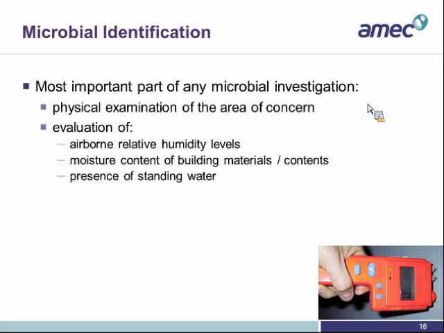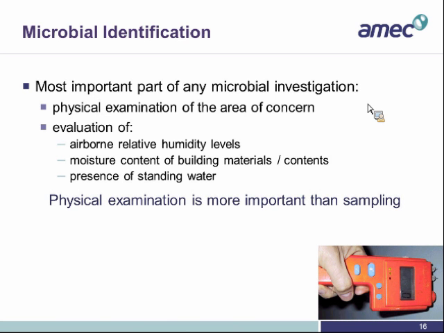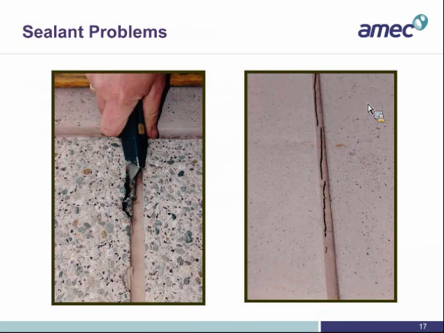So I did want to stress that for a microbial inspection, really the most important part of the investigation is a physical examination of the area of concern. That can include evaluation of the relative humidity levels, moisture content of building materials and contents, and presence of standing water. And really, this is more important than sampling. And I know a lot of times as hygienists, we want to get right in there and start to do some sampling. But essentially, a lot of times you don't need to do the sampling. You know what the source is, you know what the problem is, you can fix the problem, and that's it. So I wanted to stress that because I think that's very important.